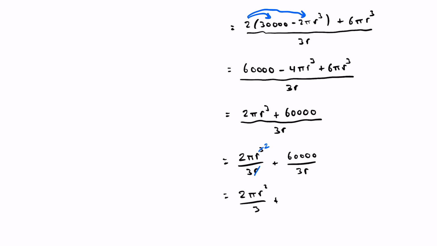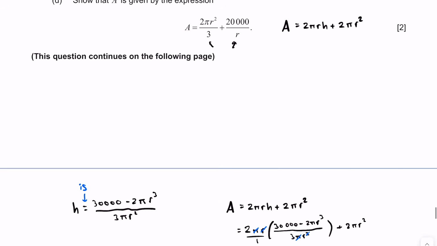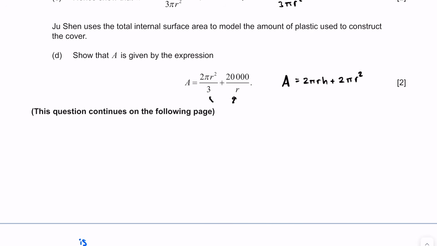Now let's do this as well. We have 60,000 divided by 3. That means this is going to go to 20,000, and we'll have 20,000 over r. And I really hope that this is the same here. There it is. Okay. 2 pi r squared over 3 plus 20,000 over r.